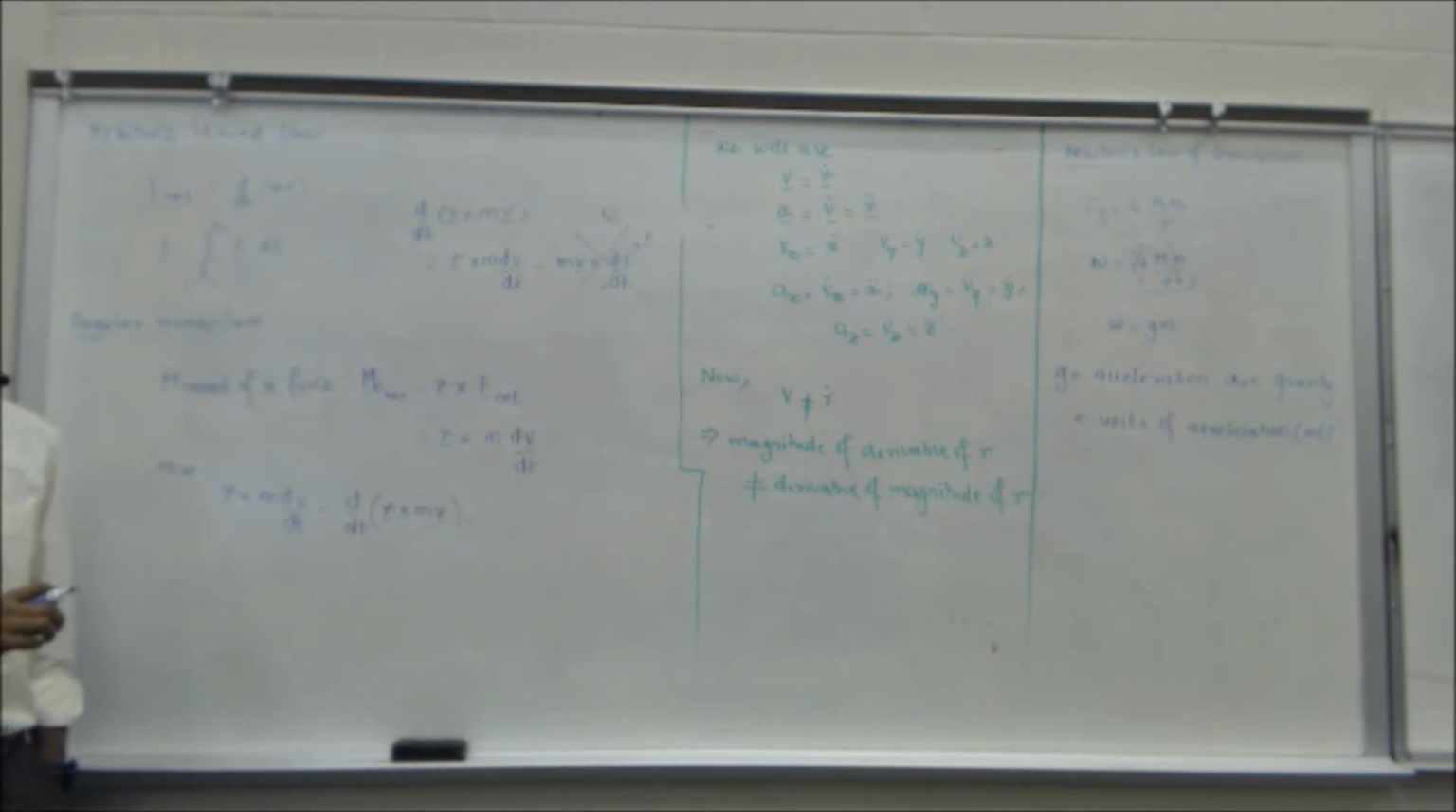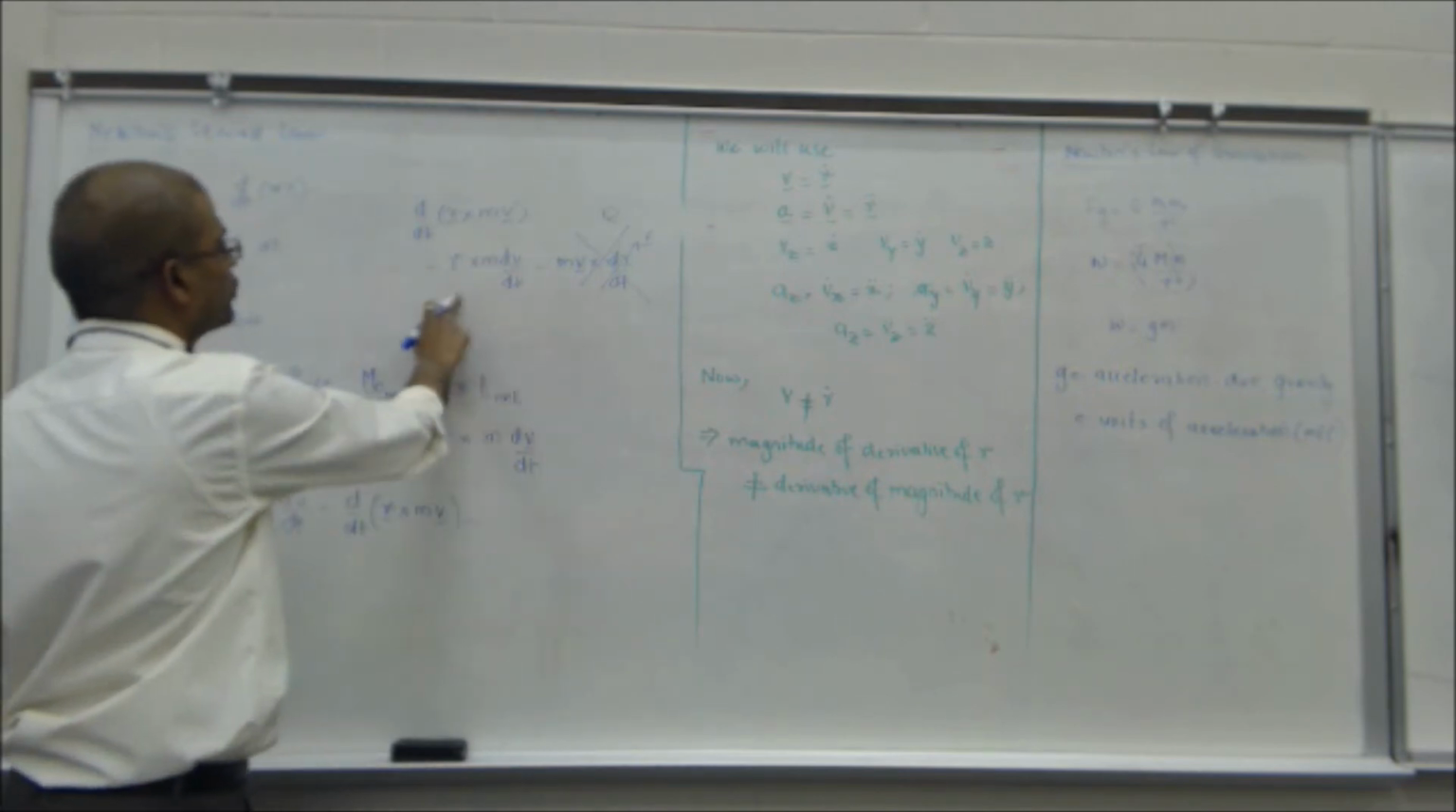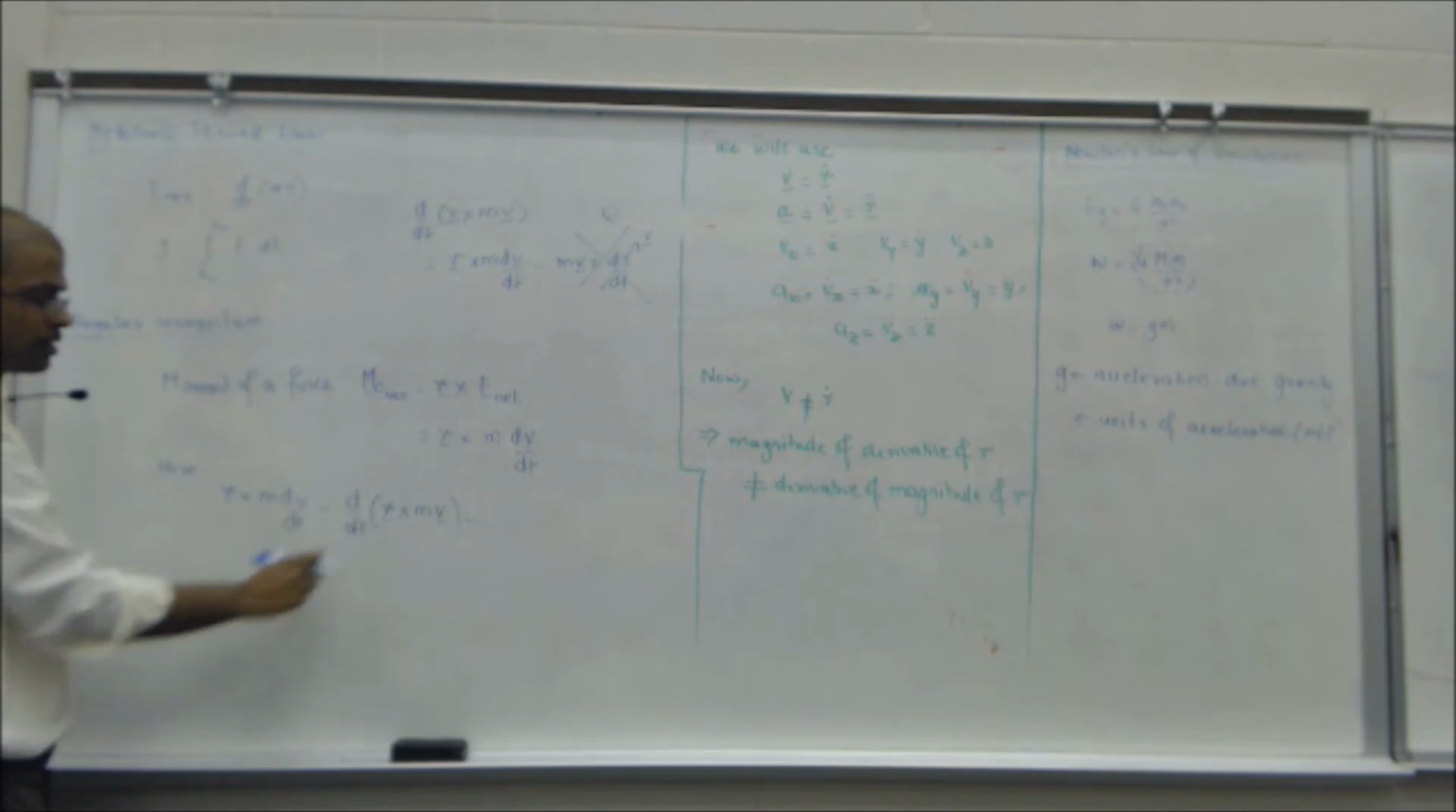A vector crossed with itself is 0 because, how is cross product defined? Magnitude into sine. The angle between the same vector and itself is 0, right? So it will go to 0. So this is what you end up with. So you can write it as this one.